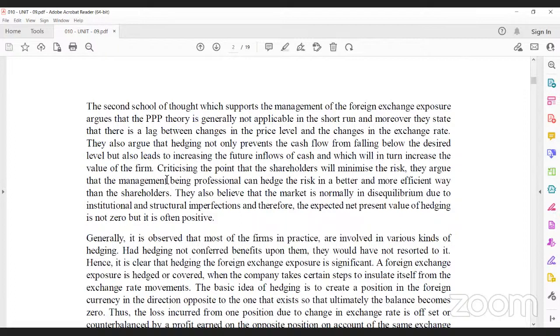The second school of thought, which supports the management of foreign exchange exposure, argues that PPP theory is generally not applicable in the short term. It criticizes the shareholders' ability to minimize the risk. They argue that management, being professional, should hedge the risk in a better and more efficient way than the shareholders.